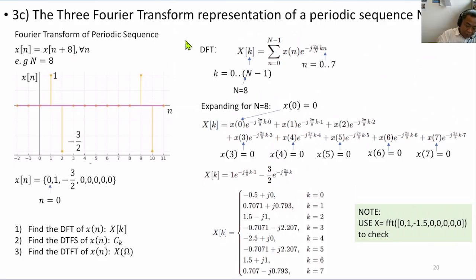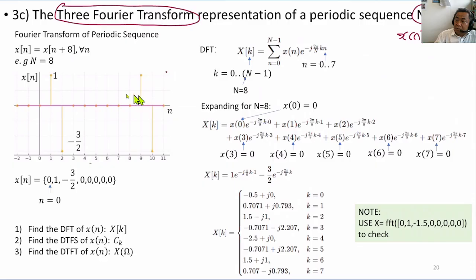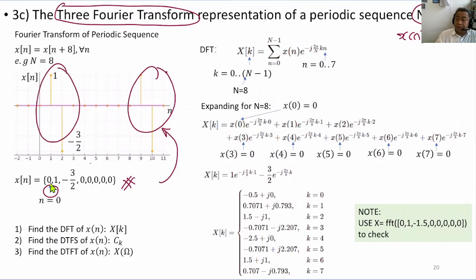In this example, we'll try to evaluate the Fourier transform of an 8-sample sequence, and x[n] is periodic. So I'll show you the sequence first. I'll give you a sequence in this form as a list of numbers, and we'll tell you where n equals 0 is by putting this little arrow. We can also, of course, plot this, and here is the repeating sequence. We're asked to find the DFT, DTFS, and DTFT of the above sequence.